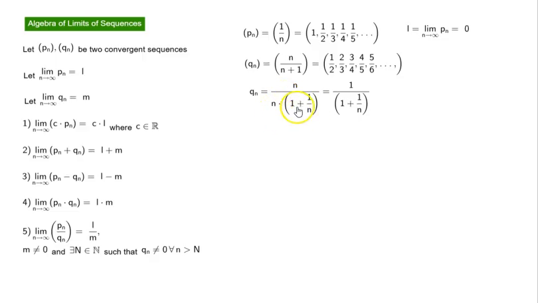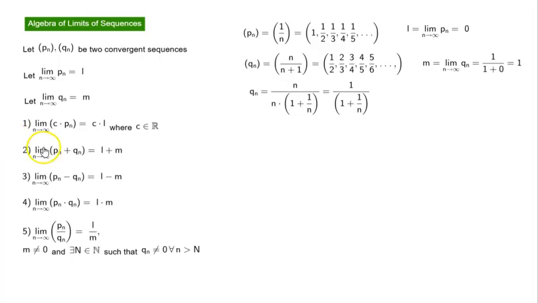If we distribute the multiplication, we get back n plus 1. Now n and n cancel out and we have 1 by 1 plus 1 by n. So when n goes to infinity, what is the limit? We know for 1 by n it is 0. So limit as n goes to infinity of Q sub n is equal to 1 by 1 plus 0, which is equal to 1. And let that be M. So now we have two sequences whose limits we know.